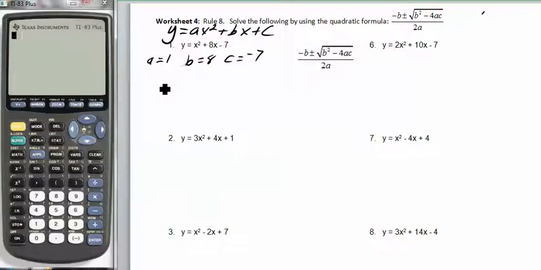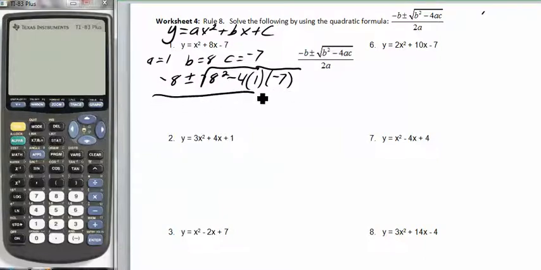So we have minus b plus and minus, which means we're going to do two formulas, square root of b squared minus 4 times a times c all over 2a. And then all you do is you solve this.